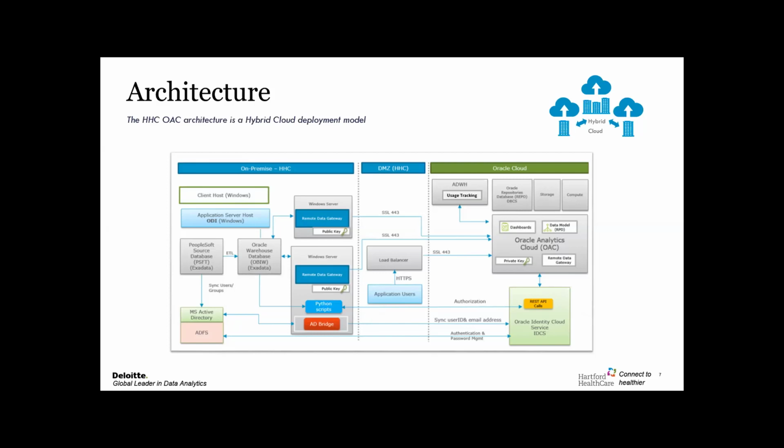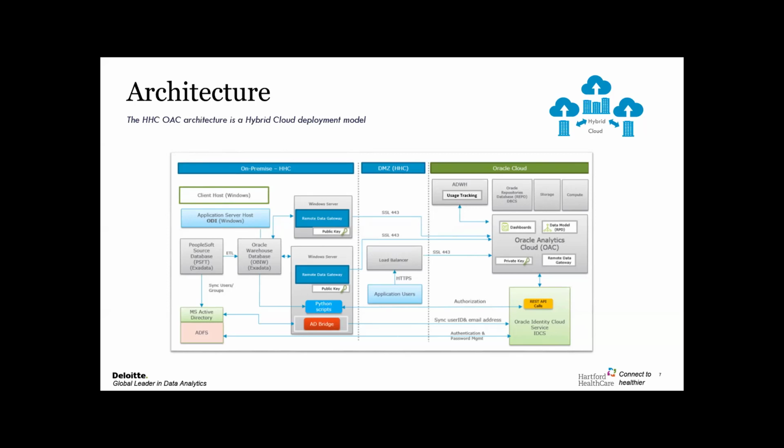And on the right side of the diagram, you'll see Oracle Cloud. We have 4 environments, and all our environments we have turned on in OAC, and the remote data gateway connects between the OAC environments and the data warehouse that we have on-prem. And also we have usage tracking, that is the information regarding what dashboards and reports have been used, and that information is collected in autonomous data warehouse, which is also on cloud.